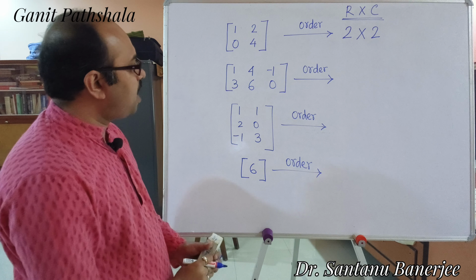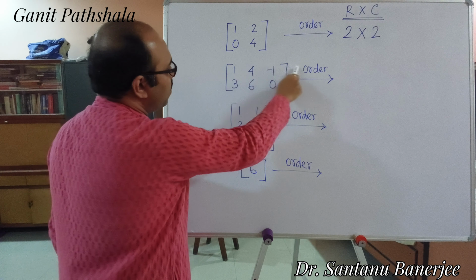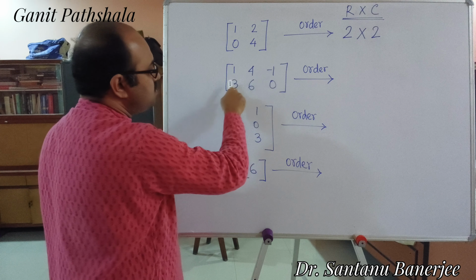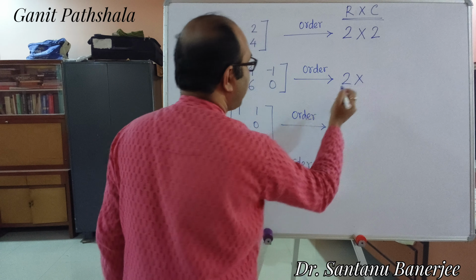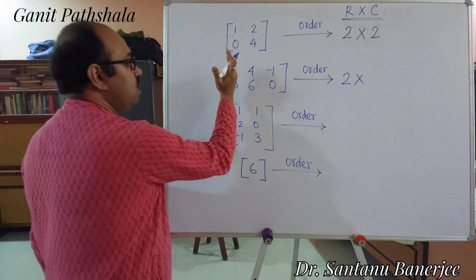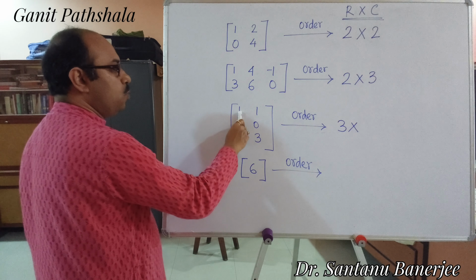For the second matrix, see how many rows are there. I told you that the horizontal lines are rows and the vertical lines are columns. For the second matrix, how many horizontal lines are there? 1, 2. So the order is first row 2 by how many columns are there? 1, 2, 3. So 2 by 3. Next, how many rows are there? 1, 2, 3. So 3 rows by how many columns are there? 1, 2.